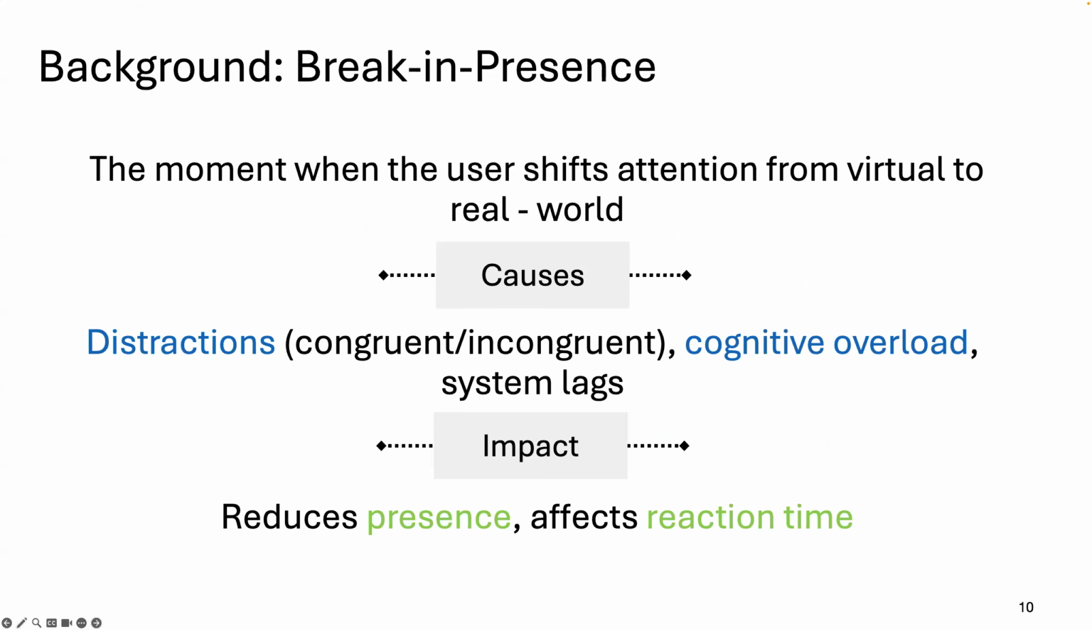And then I'm going to talk about break in presence. Break in presence is the moment when the user shifts attention from the virtual to the real world. It can be caused by some distraction that happened in the real world or virtual world. It could also be caused by system lag, delays in tracking, or jitters in the system. Anything can cause a break in presence, or tasks which are heavily loaded with a lot of virtual objects that can cause cognitive overload. The impact is that it reduces the experience, which is presence, and it also slows down the user, and it can manifest as slowed reaction time.